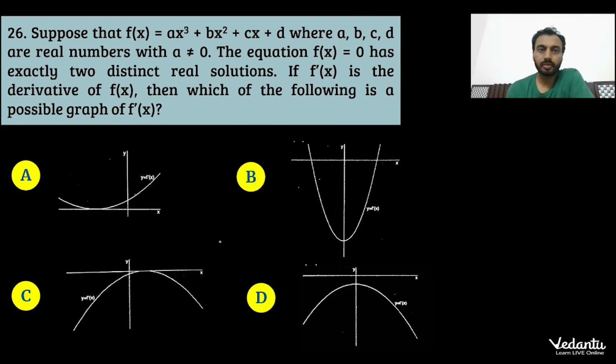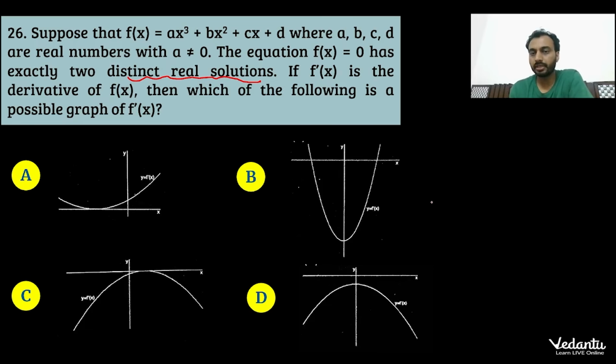Yes, let's see question number 26. We are given a cubic polynomial where A, B, C, D are real numbers, A is non-zero, and f(x) is equal to 0 has exactly two distinct real solutions. If f'(x) is the derivative of f(x), then which of the following is a possible graph of f'(x)? As we are given that f(x) is equal to 0 has exactly two distinct real solutions, this is possible only when we have one repeated root and another single root.